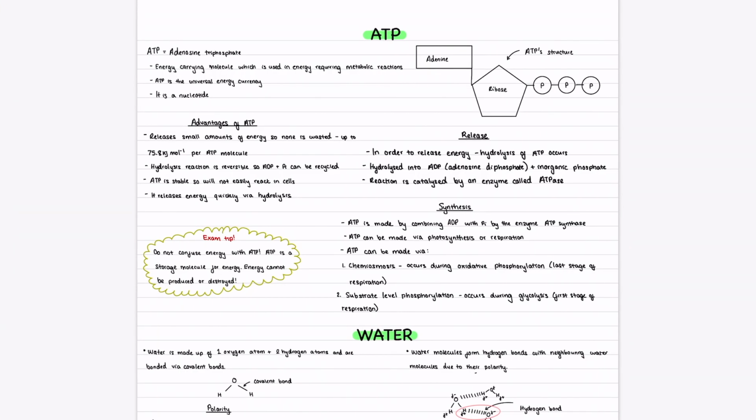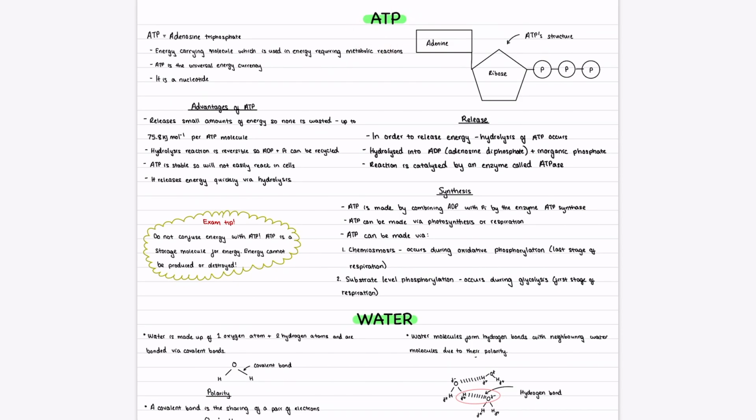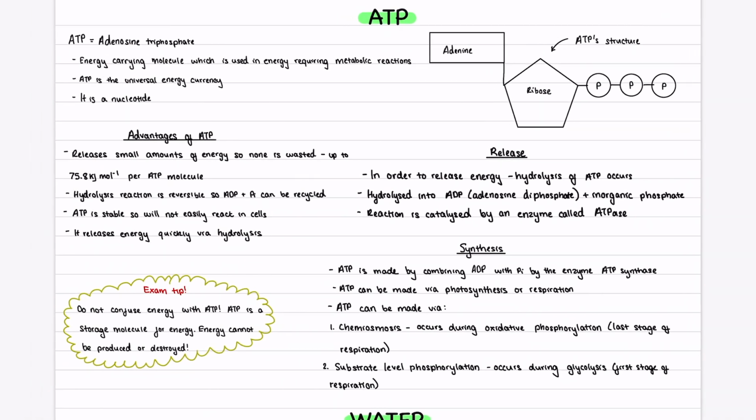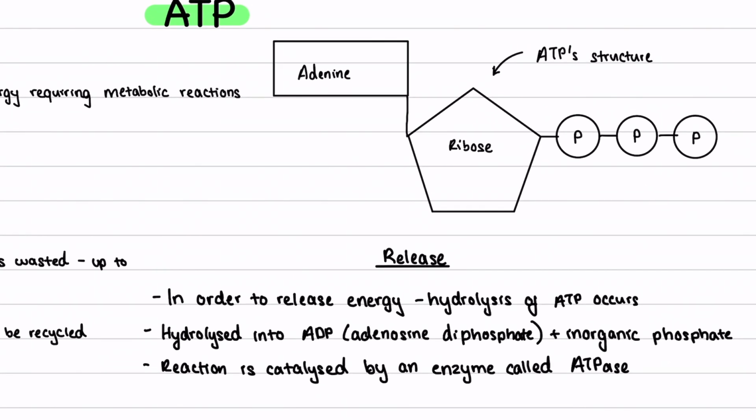In this video, I'll be going through the biological molecules topic. I'll be going through ATP and water. ATP stands for adenosine triphosphate. This is because if you look at the structure of ATP, here you can see there is an adenine and a ribose sugar. Together it is called adenosine, and attached to the sugar are 3 phosphate groups, hence triphosphate.